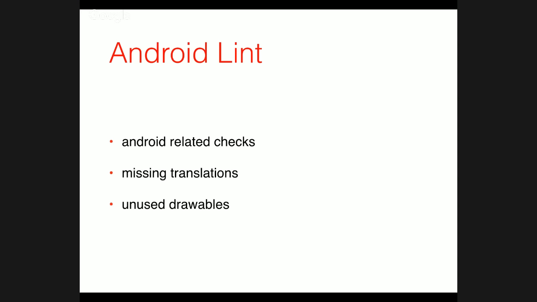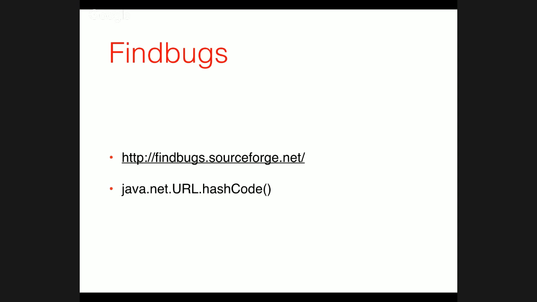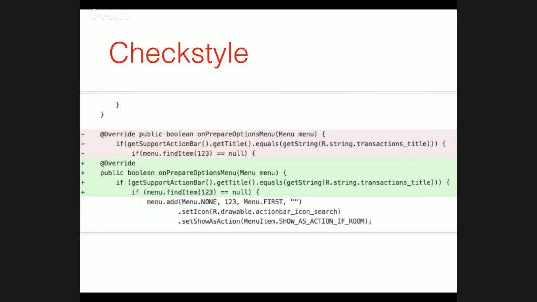Android Lint comes with the Android SDK and does the Android related checks. FindBugs does Java related checks. And finally, Checkstyle. The good thing about Checkstyle is that you can enforce a certain coding style in your project. Why is that important?